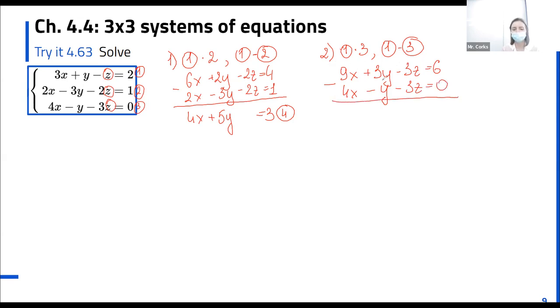What we have here? 9 minus 4, 5. 3 plus 1, 4. And again, we don't have z. And 6 minus 0, 6. It will be our fifth equation.